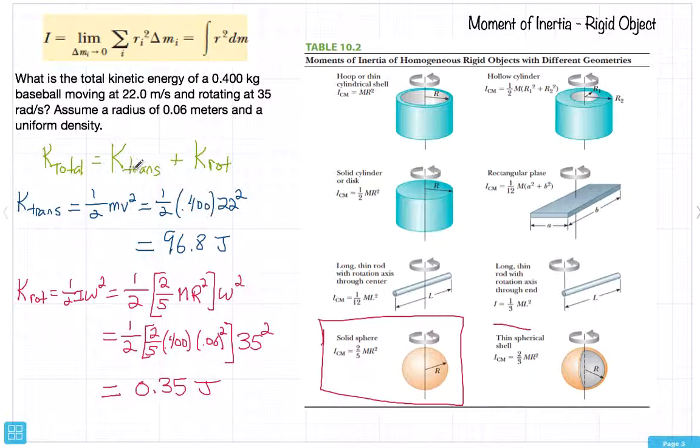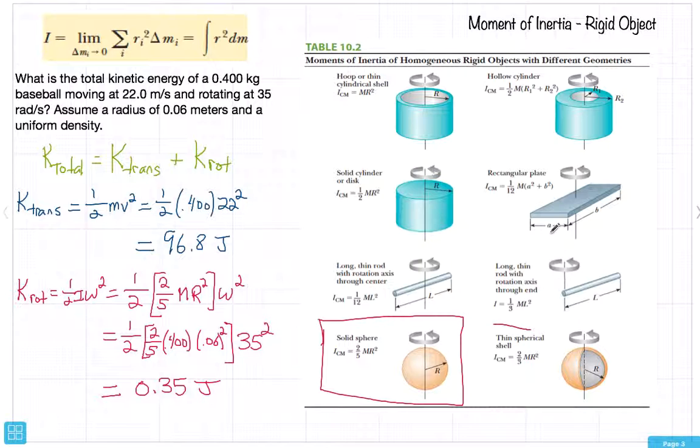So the total kinetic energy is the sum. Here's the translational, which is just 1/2 mv squared. Pulling the numbers out of here and plugging them in, we get 96.8 joules. Now the rotational term is 1/2 I omega squared, and I for the baseball, if we're modeling it as a solid sphere, is 2/5 mr squared. If I then plug in all the numbers given in the problem, we get a not so hefty number here of 0.35 joules. So when you add these two numbers together, you get the total kinetic energy of the baseball that is moving and spinning together.